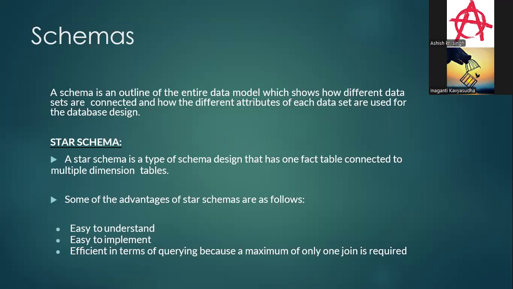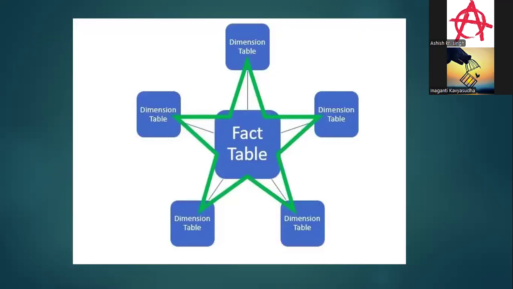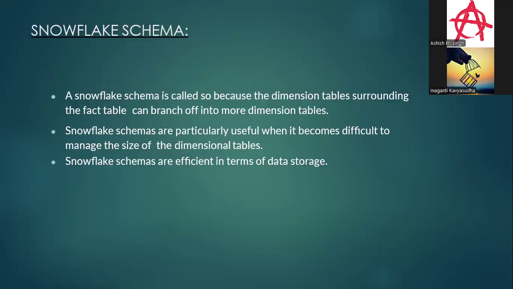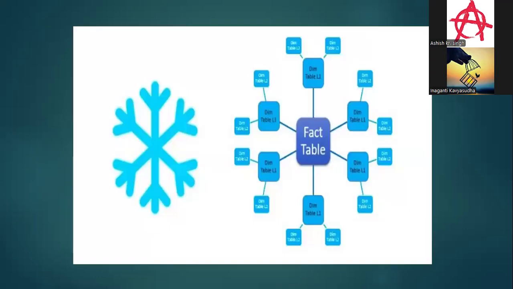The first one is star schema, in which there is only one fact table which is directly connected to other dimension tables. It is easy to understand, easy to implement, and we can easily apply a join between two tables because they are directly connected to each other. But in the case of snowflake schema, we use this schema whenever we have a large data set. It is efficient in terms of data storage. It takes multiple dimension tables, that's why we need multiple joins to get the data from different tables. So this is all about these two types of schema, star and snowflake schema.